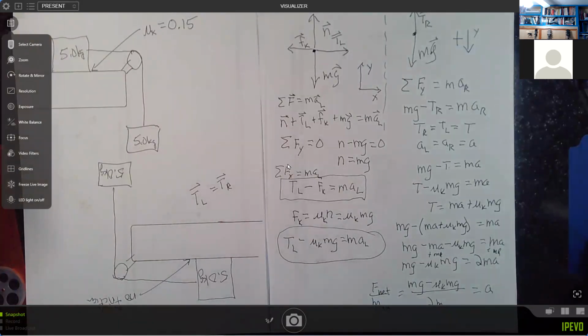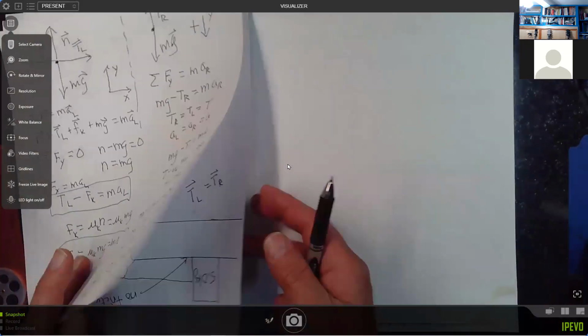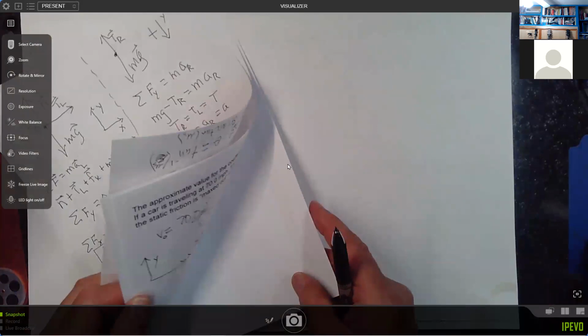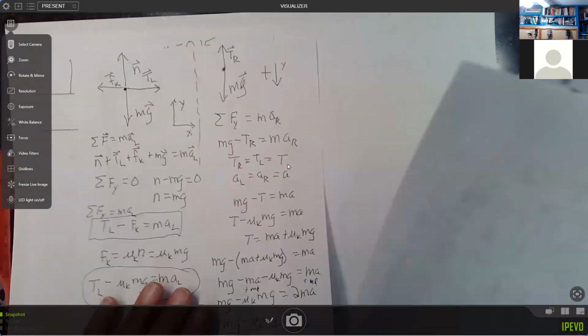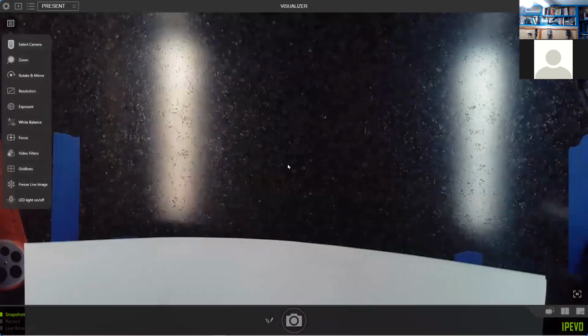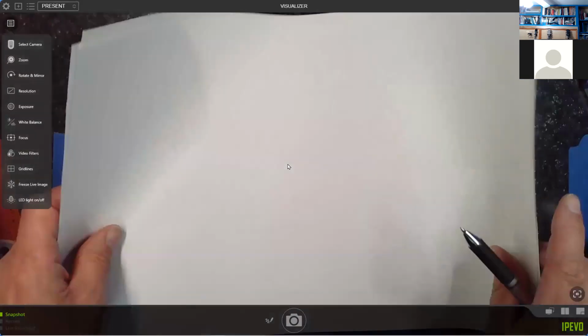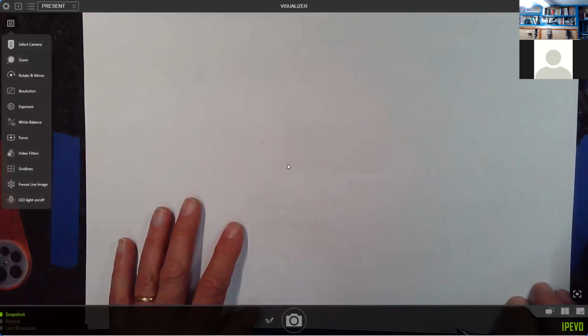All right, let's try one more problem like this. I'm going to make things a little more challenging this time by introducing an angle. And I think this may be similar to one that was on the homework, but I'll just make up some numbers for this one. I'm also going to give us different masses this time.